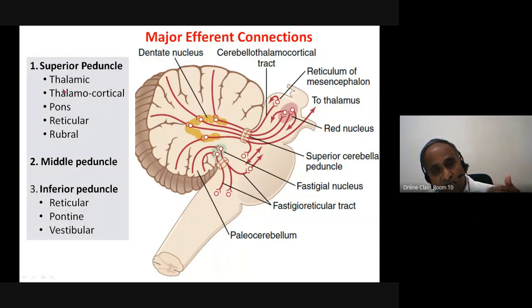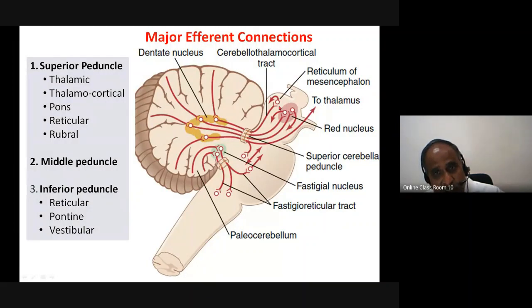Or dentatothalamo-cortical, that is for the planning of the action. Dentatothalamo-cortical fibers, the cerebello-thalamocortical tract. Then it will give to the pons here. This is the pons, the cerebellopontine connections through this superior peduncle. And this is a reticular system. It gives to the reticular system in the entire brainstem area.